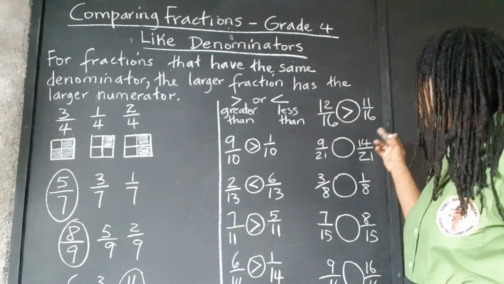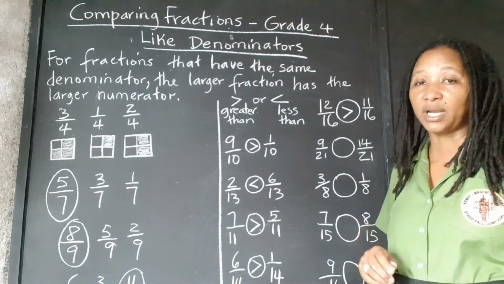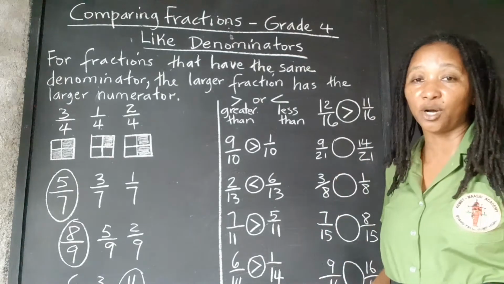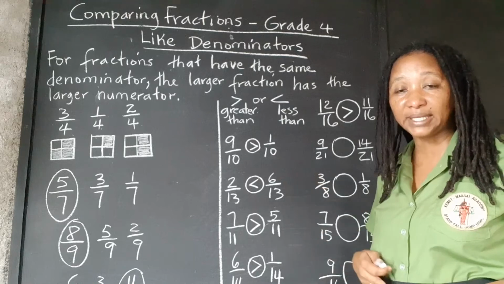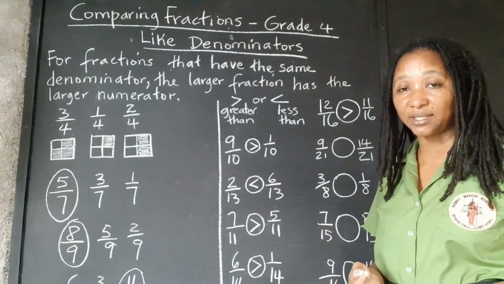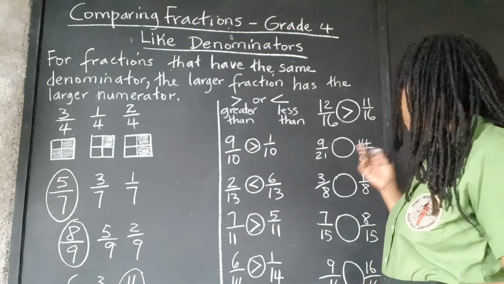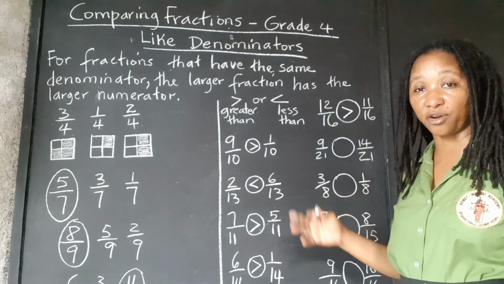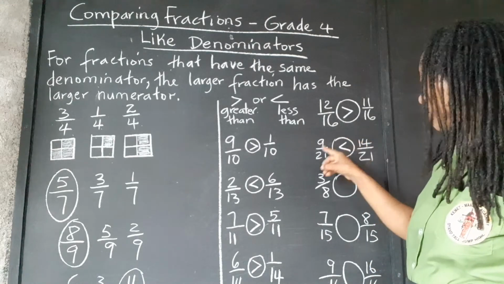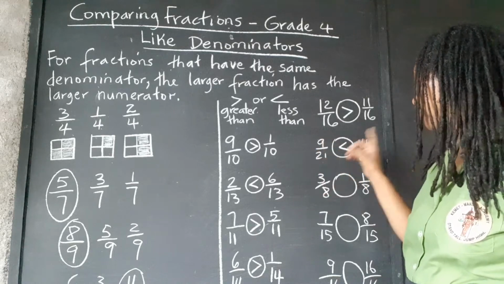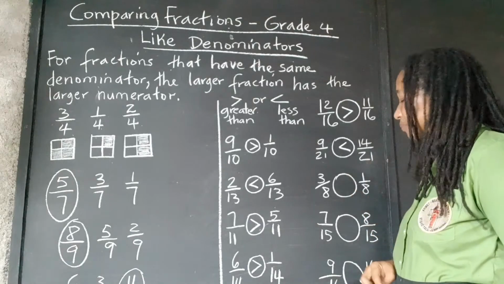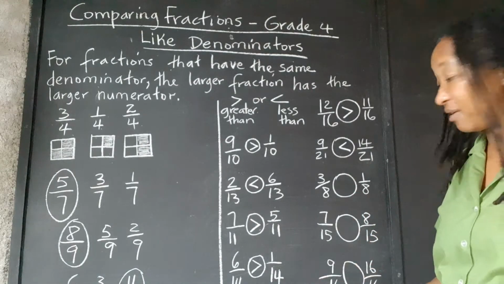9/21, 14/21. Which one is the bigger share? So if I have something and I divide it up into 21 equal pieces, which would you prefer to get? The 9 pieces or the 14 pieces? You'd prefer to get the 14, the bigger share. 14 is bigger than 9. So we're going to put the less than sign here to say that 9/21 is less than 14 out of 21. Alright, are you getting the knack of it?